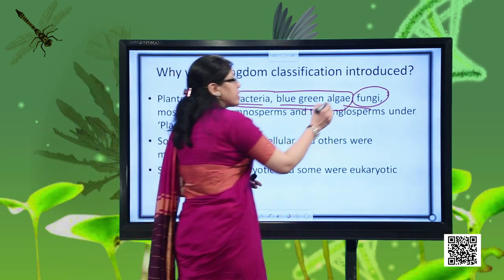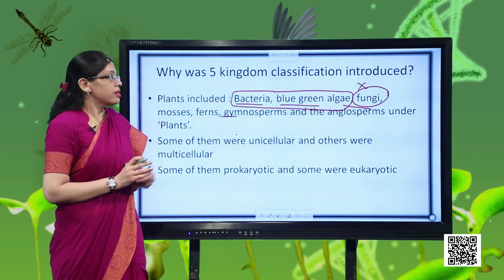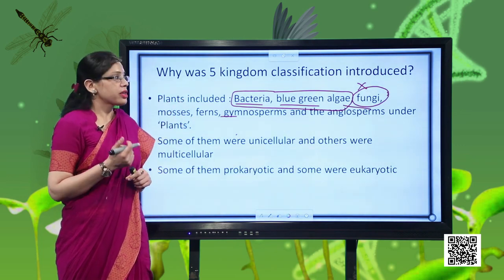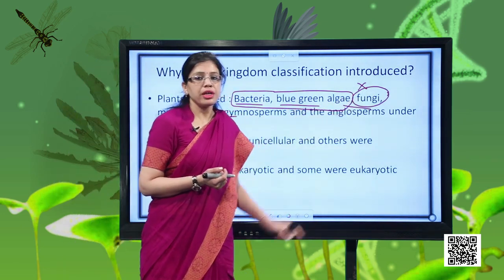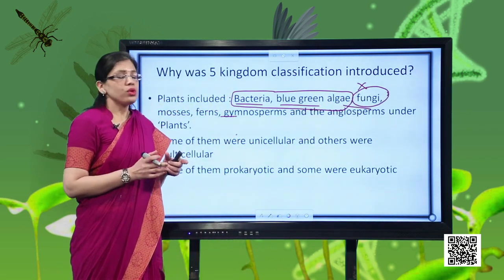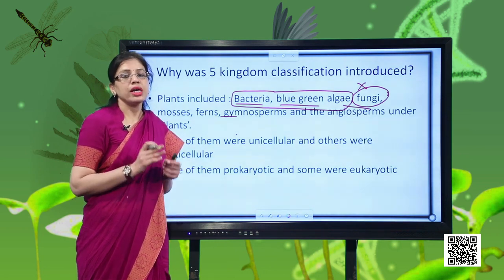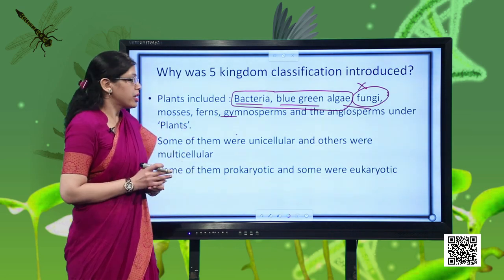So it is not justified to club fungi along with the plants. So what R.H. Whittaker did, he separated this bacteria and placed them into a separate kingdom. That kingdom was known as kingdom Monera. Similarly, fungi were placed in a separate kingdom, and the remaining unicellular eukaryotic organisms were placed in another kingdom. That kingdom was known as kingdom Protista. So that is how this 5-kingdom classification system came into being.